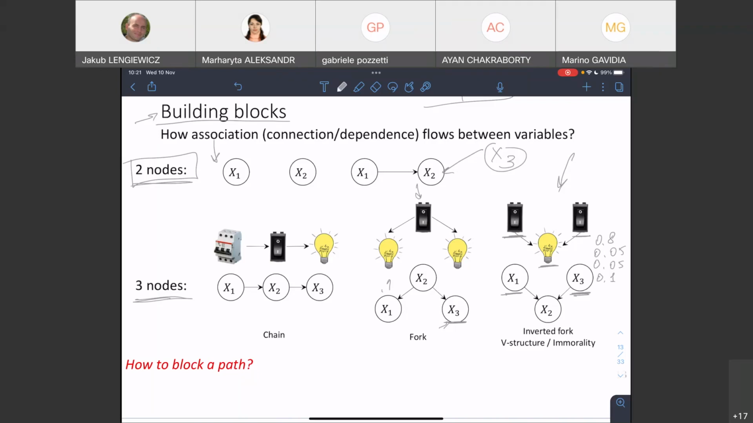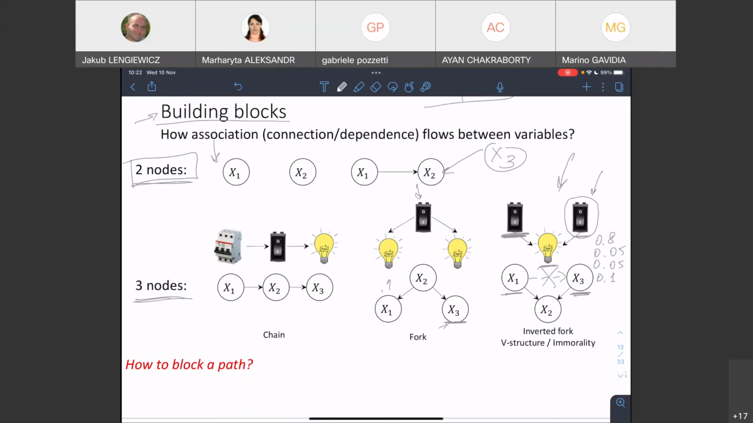Now, the question is the following. If I know that this switch is on, does it tell me anything about the state of this switch? And usually not, because these two variables are not connected. So I can go and switch one switch on, but this process doesn't tell me absolutely anything about the state of another switch. So for this structure, as opposed to the previous two structures, there is no associational flow between these two variables, the two non-adjacent variables.